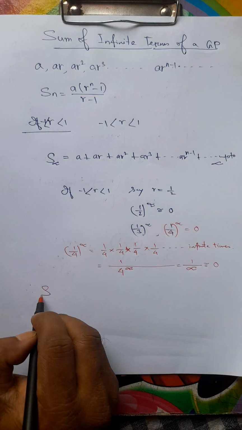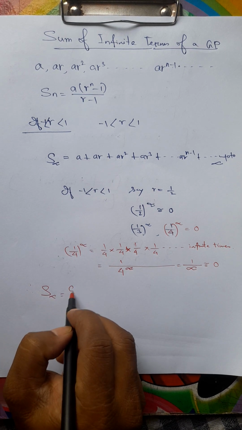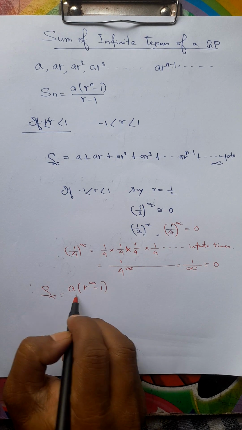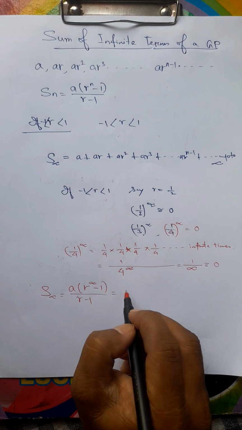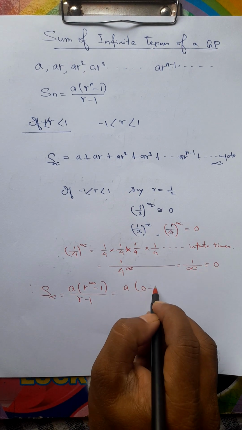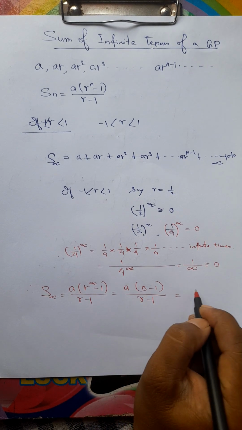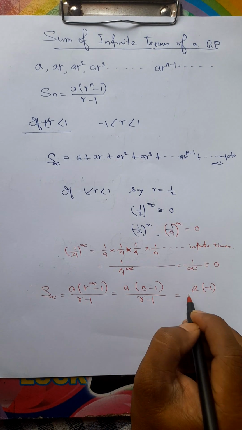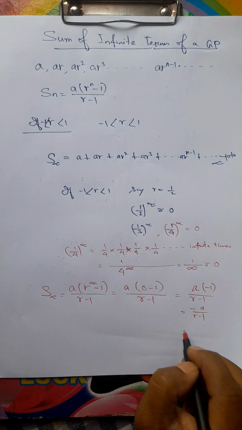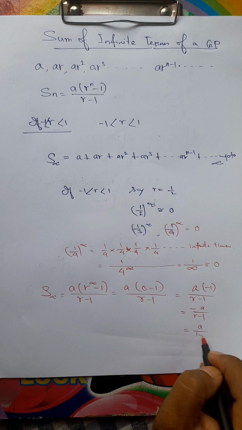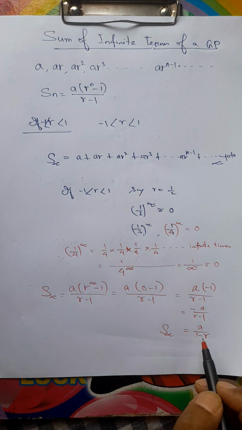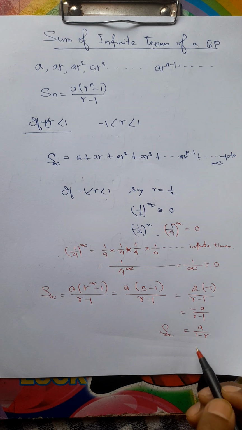Therefore S infinity equal to a into r to the power infinity minus 1 divided by r minus 1. So a into r to the power infinity becomes 0, so 0 minus 1 divided by r minus 1. So it is a into minus 1 divided by r minus 1, that is minus a divided by r minus 1, or you can write it as a divided by 1 minus r. So the sum of infinite terms of the GP series is a divided by 1 minus r, right?